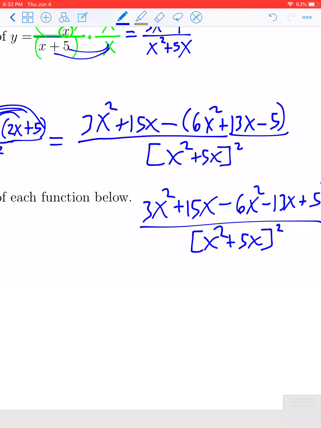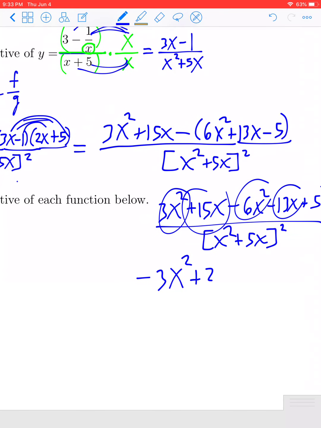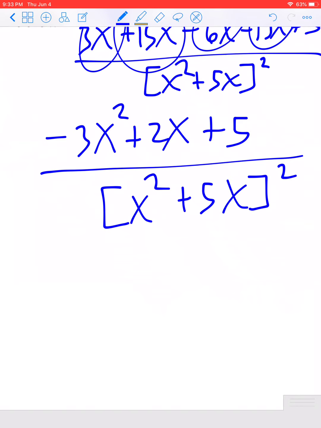And now combine our like terms. These two are like, so that's going to give us a negative 3x squared. These are like, that's going to give us a positive 2x. We have plus 5, all divided by (x squared plus 5x) squared. It's worth checking to see whether or not this would simplify. In order to check that, we want to factor the numerator. I find that the easiest way to factor that would be to first pull out the negative sign, so we have a leading 1 coefficient.